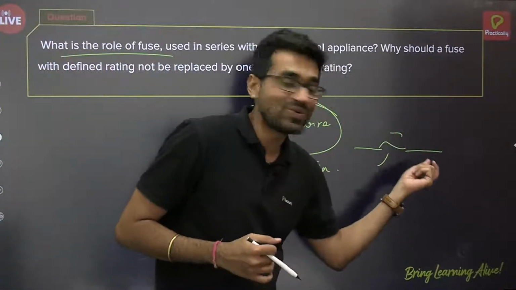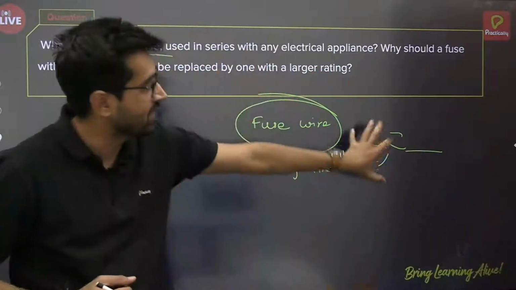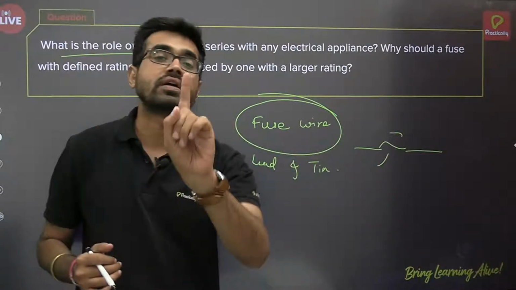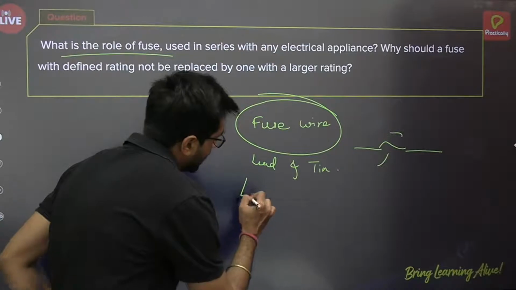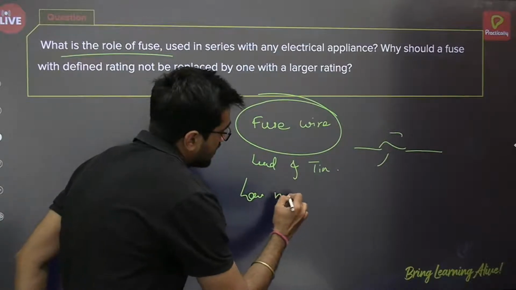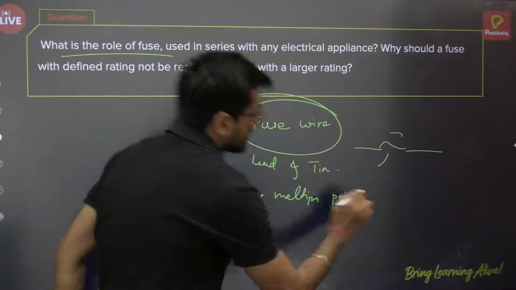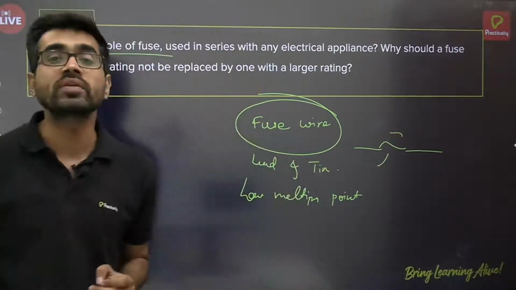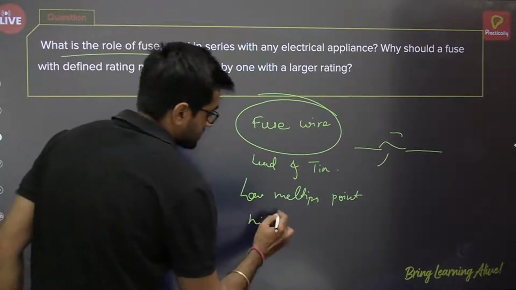So this wire should blow off, and there is no problem for whatever current is flowing inside the device. This can only be achieved if this wire has a low melting point, and it should be resistive. It should not be a superconductor. Then it will work. So, high resistivity.